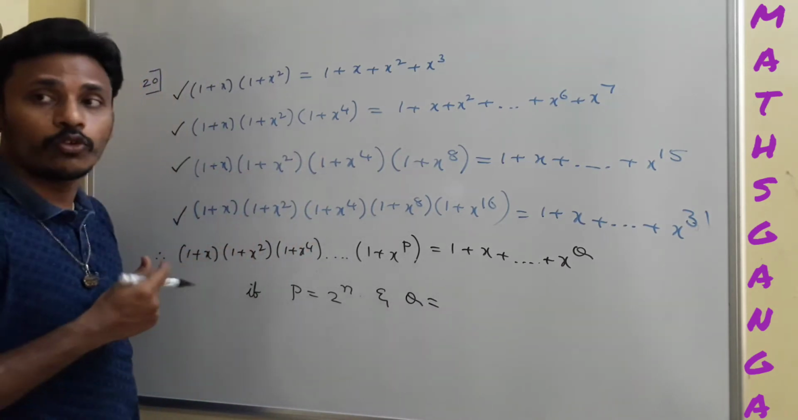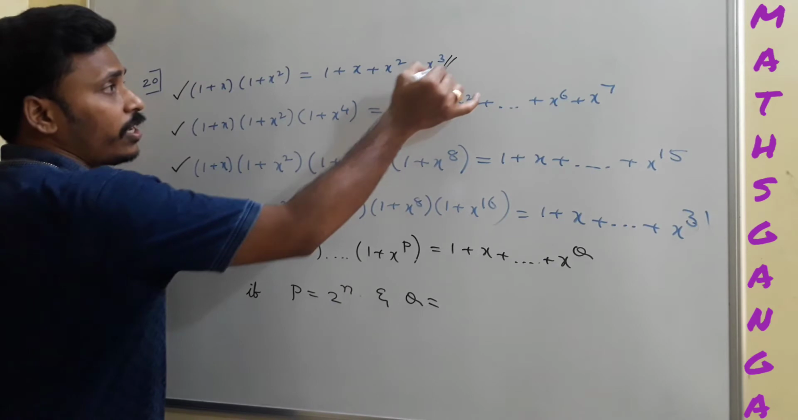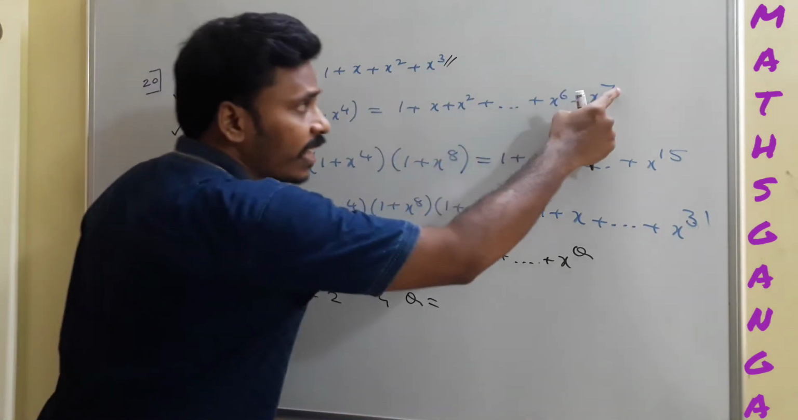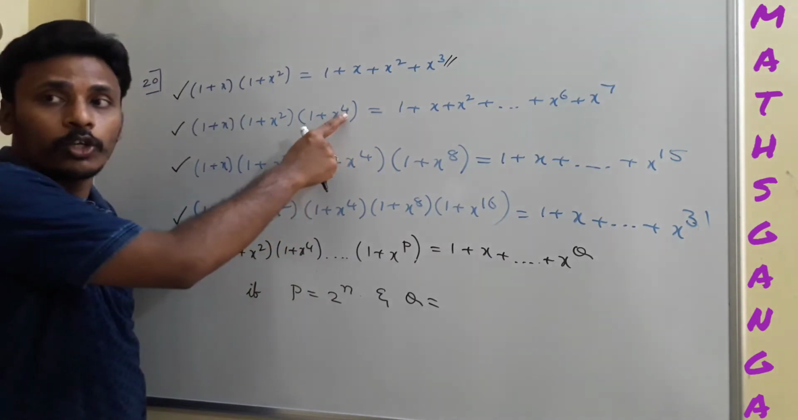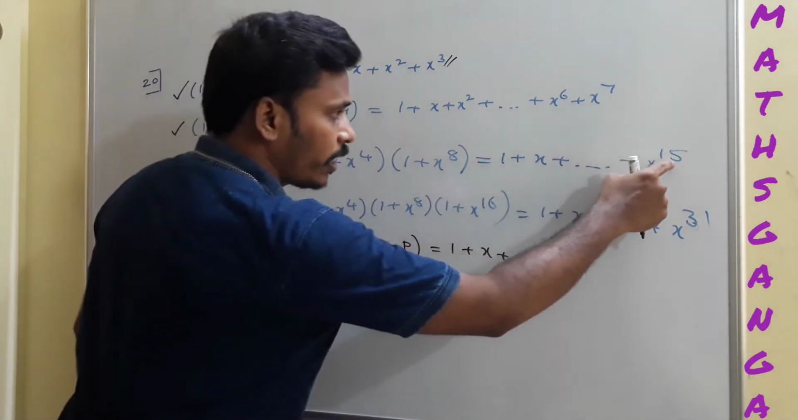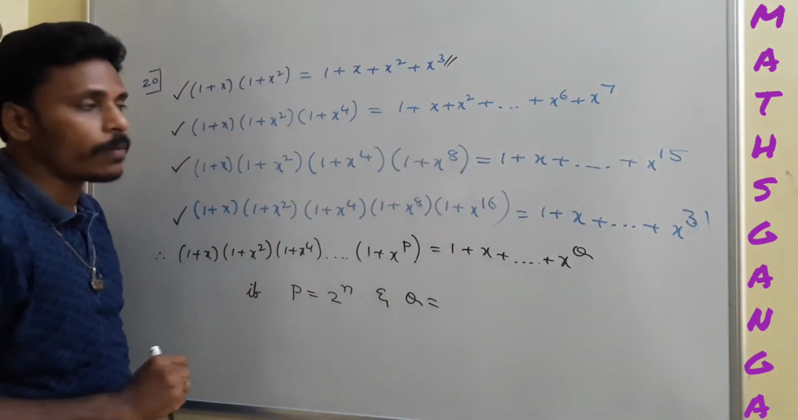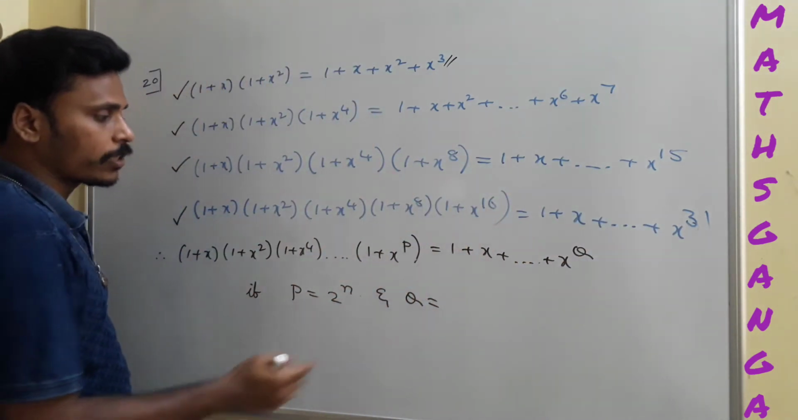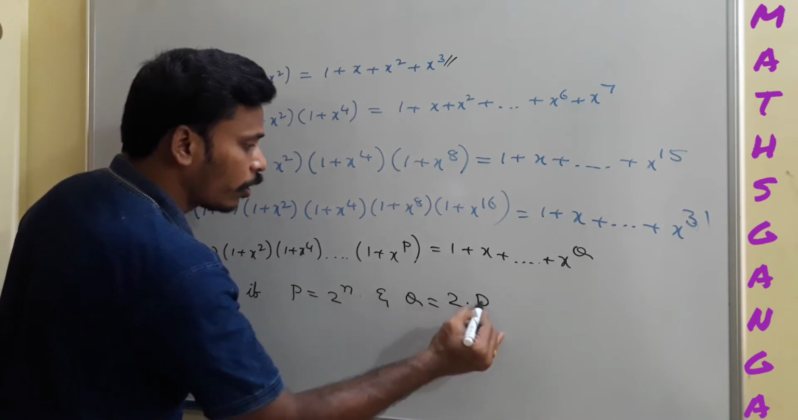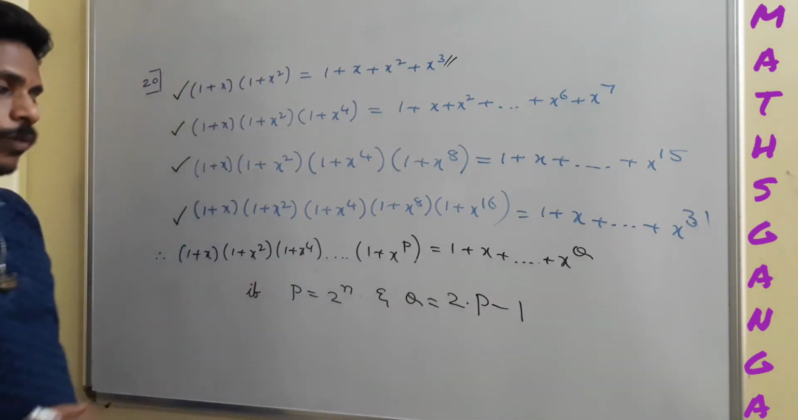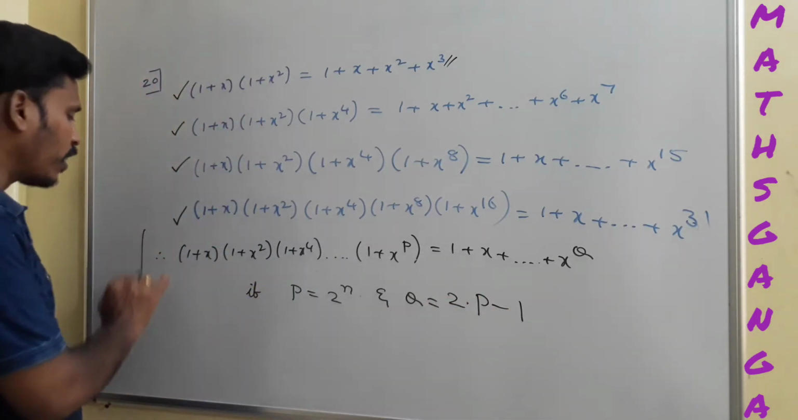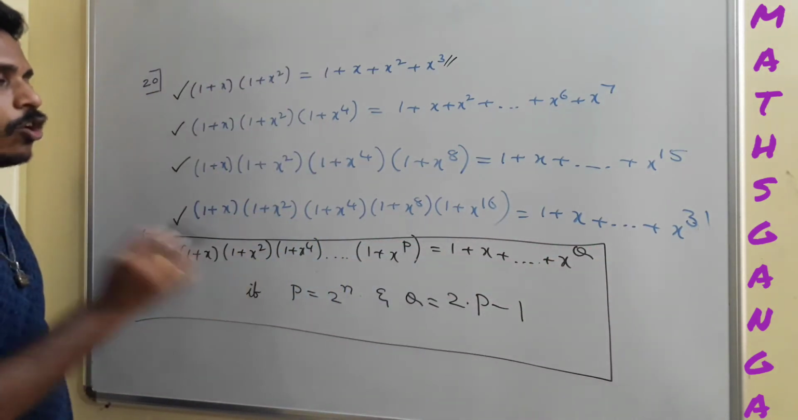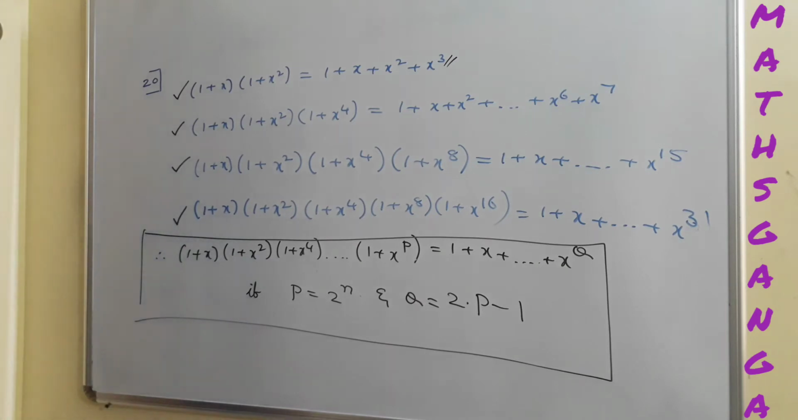Now I am giving you the secret here. This 3 is nothing but 2 into 2 minus 1. This 7 is nothing but 4 into 2 minus 1. This 15 is nothing but 8 into 2 minus 1. This 31 is nothing but 16 into 2 minus 1. So this q is nothing but 2p minus 1. Is it clear? So this is the generalization for the product. Just have a look and I will give you the next problem.